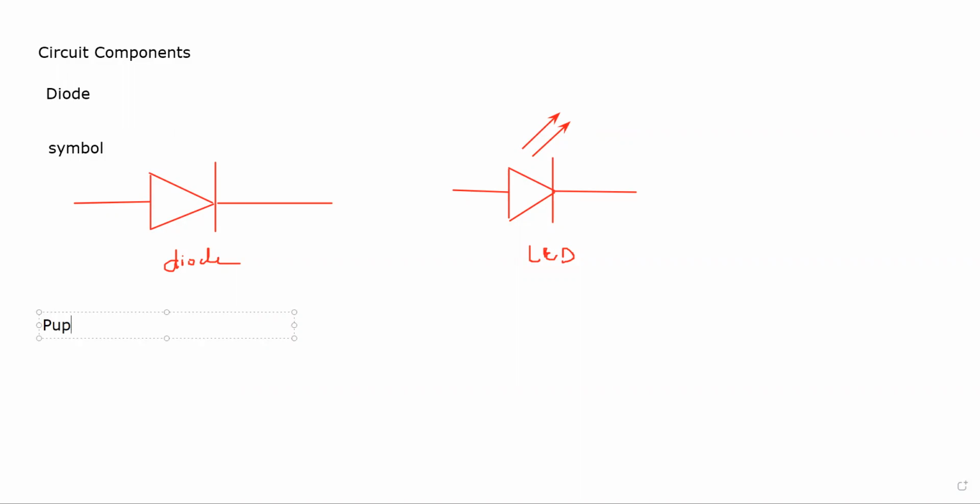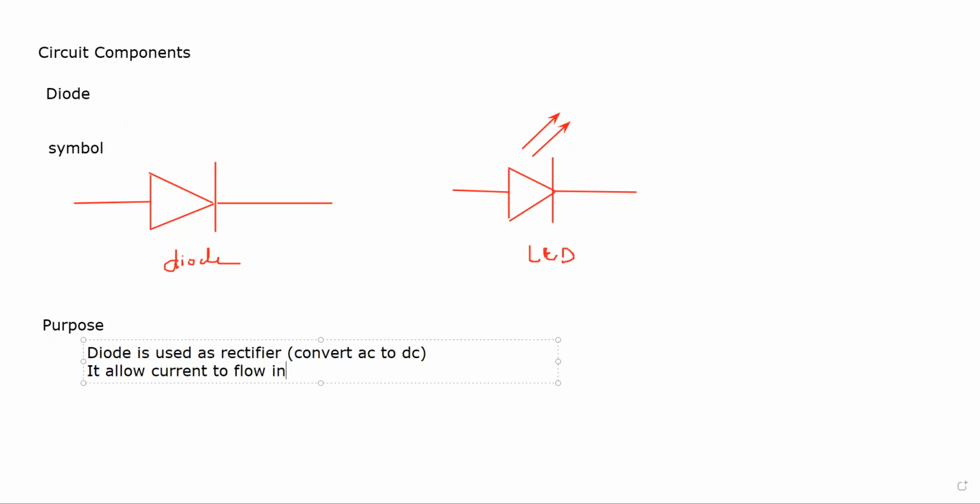Then, purpose. Why do we use this diode in the circuit? The main purpose of the diode is to be used as a rectifier. Rectifier means convert AC to DC. We can also say it allows current to flow in one direction. So only one way the diode will allow the current to pass, and the other way it does not allow.